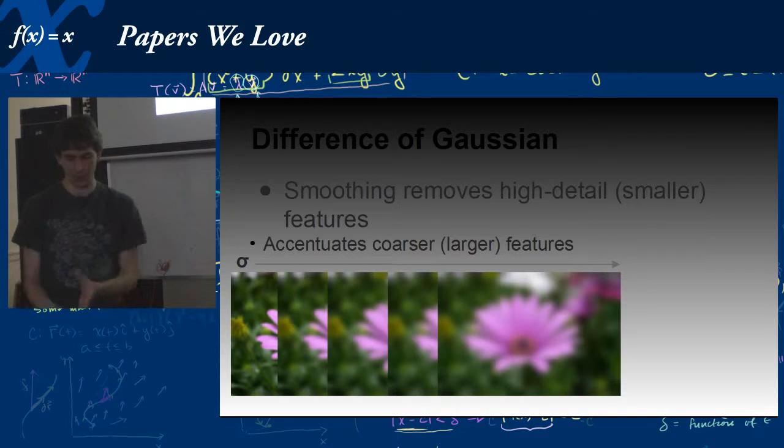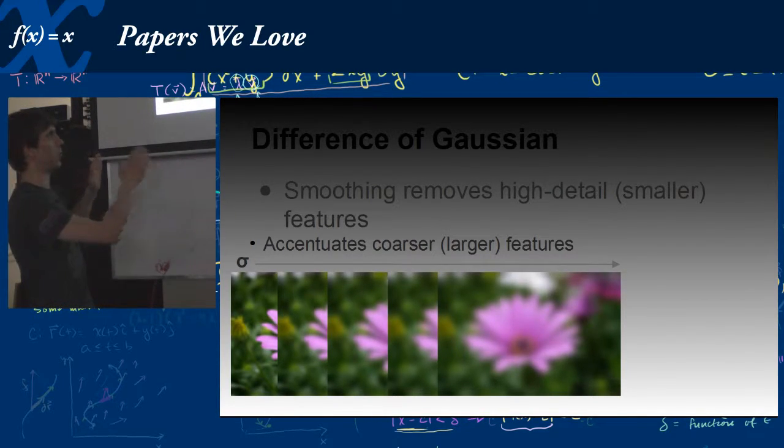And the reason why this works is because when you smooth an image, you're removing the high detail, the fine features in the image, and slowly getting more coarse-grained features. So as you increase your smoothing, you stop paying attention to the small details and start getting the bigger picture.